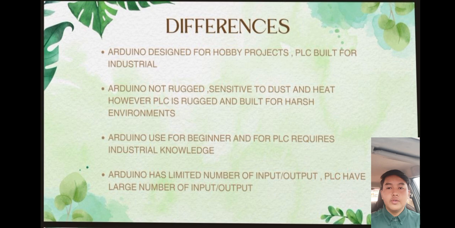Second, Arduino is a small and affordable microcontroller mostly used for learning, prototyping, and small projects like robotics or smart home systems. PLCs are programmed with ladder logic, but Arduino uses simple coding. PLC is the best for heavy industrial automation, while Arduino is more suitable for education and small-scale projects.